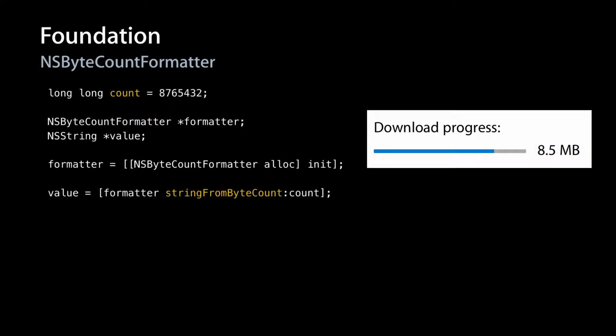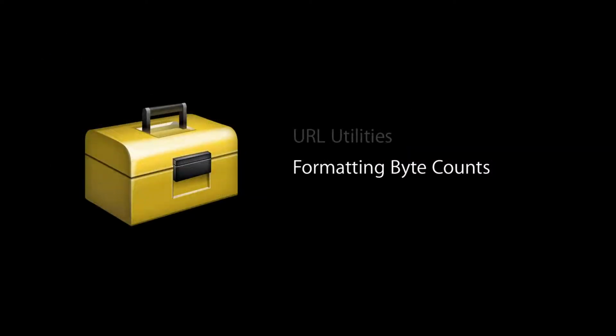So the API is super simple. You just create an NSByteCountFormatter. If you've used any of our other formatter objects, these are really familiar. You create the object, you give it the value that you want, and you just get that string back, and then you put that in your UI. So that's formatting byte counts.